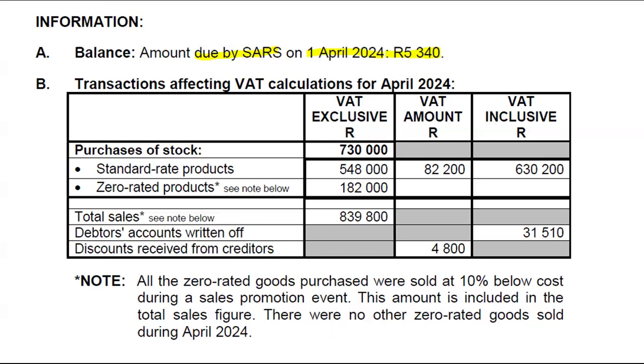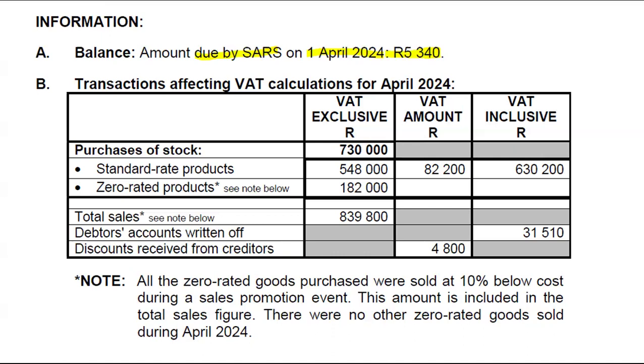Now, they gave us purchases there. With our purchases, they divided them into two. We have standard rate products. So those are taxed at 15%, which is 82,200. And we also have zero rated products. Those are taxed at 0%. So that's why for purchases, there's no VAT amount for zero rated products because when we bought these goods, we were also not charged VAT. You got it?